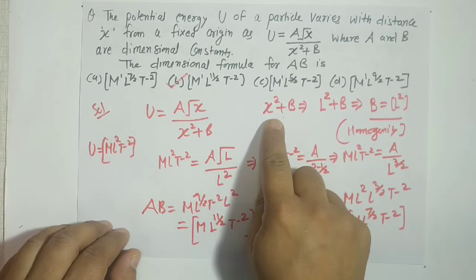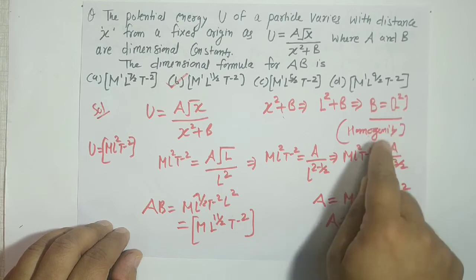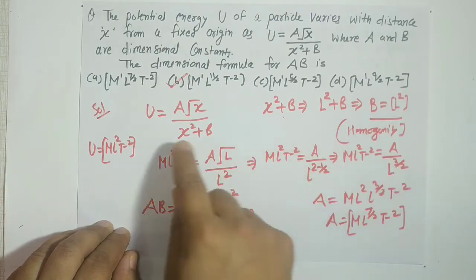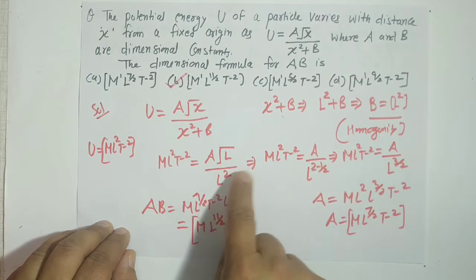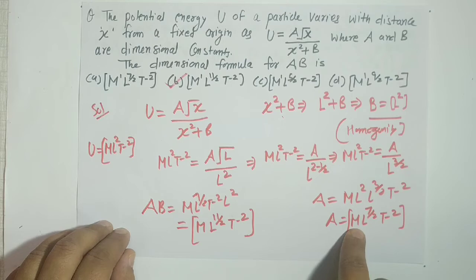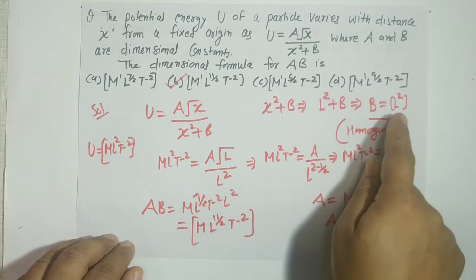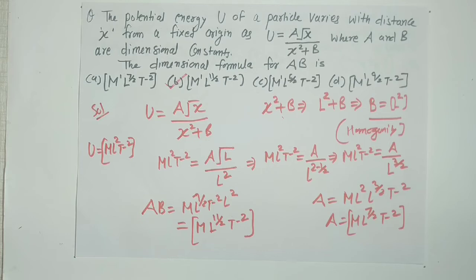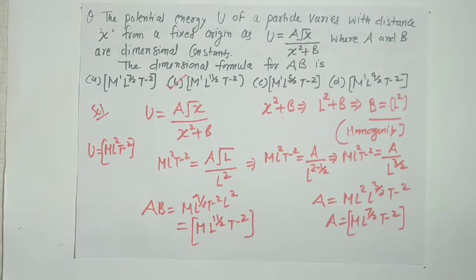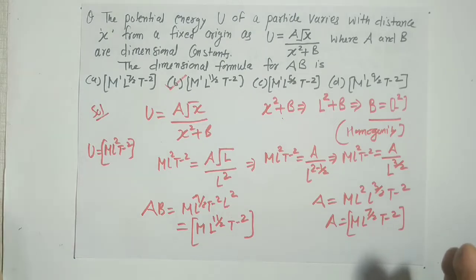Very easy. Homogeneity: x square plus b, you got b as L square. Then you put it here, energy A root L, you solve it out, you will get A, and then you multiply. You know that x square plus b will also be L square because homogeneity is followed. So this is the question where we see how to find out the dimension of unknown quantities by taking homogeneity.